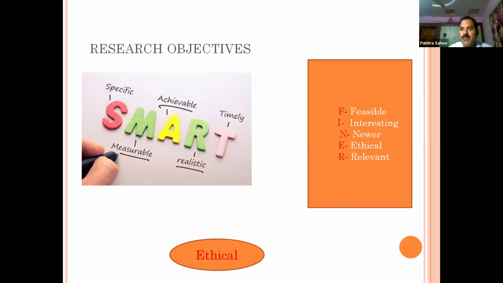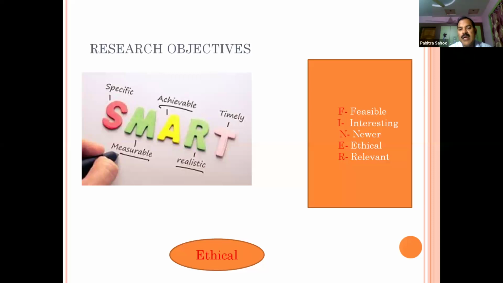Whatever work you are doing must be quantifiable and reproducible. It should be Achievable, and it should be a Realistic one. It should not continue for years together. There should be a time limit: a time limit for collecting data, for analysis of data, for writing your article, and for publication. So these SMART objectives can be included in a research publication also.